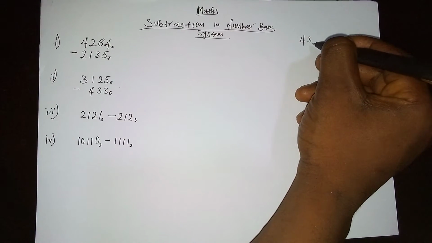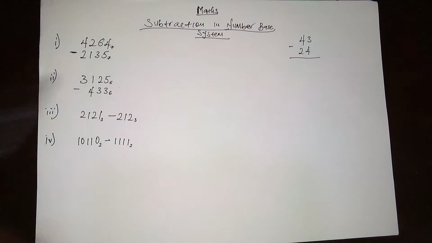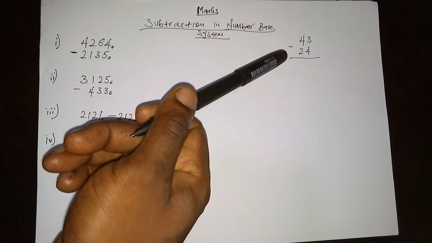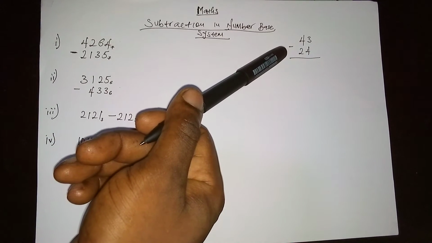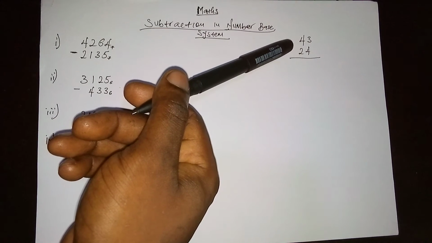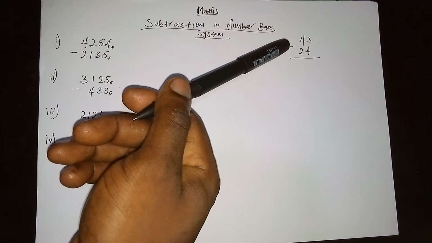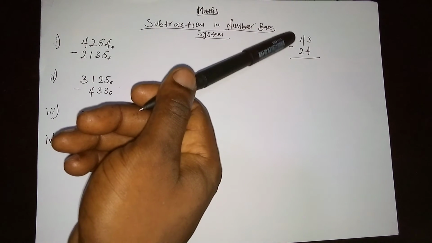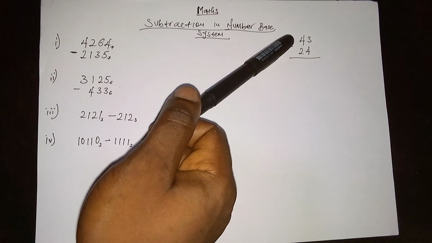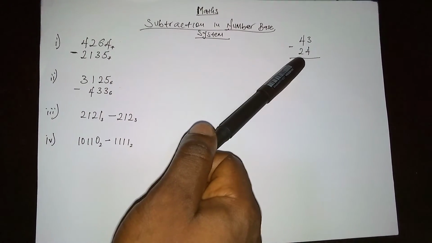We have 43 minus 24, and this is subtraction. Now what we have here is in base 10, right? So I want to subtract 24 from 43. The reason I'm doing this is I want us to see the principle, how it works, so that we can always have it in mind and always remember it when we have any base that is not 10.